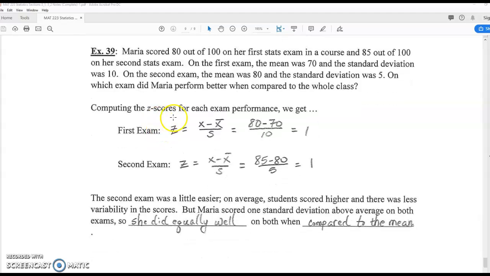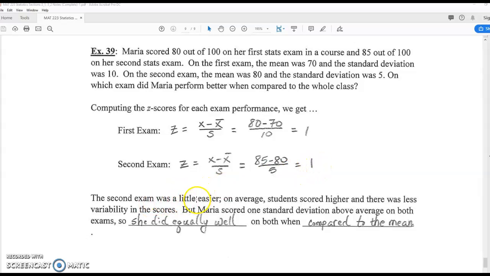So computing the z-scores for each exam performance, on the first exam the data value we're trying to convert to a z-score is 80, right? So x minus x bar over s, that's 80 minus the mean on that first exam, which was 70, divided by the standard deviation of 10, which gave us a z-score of 1. On the second exam, computing the z-score, she got an 85 minus the mean of 80 divided by the standard deviation of 5. She also got a z-score of 1.